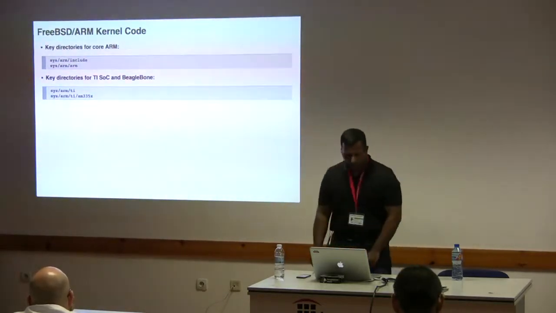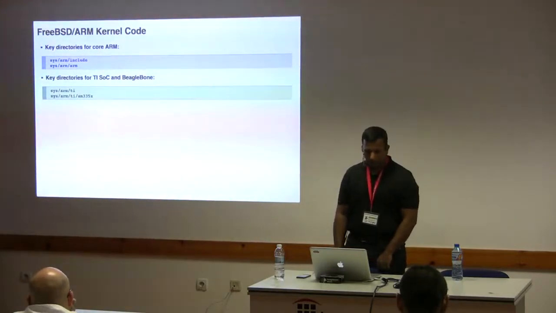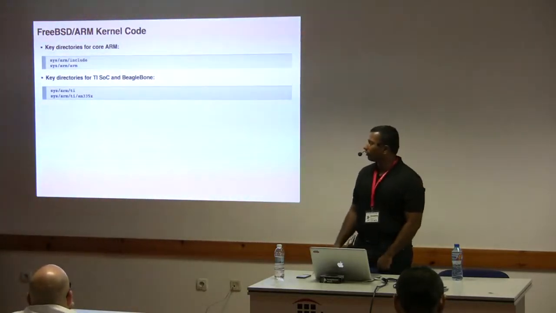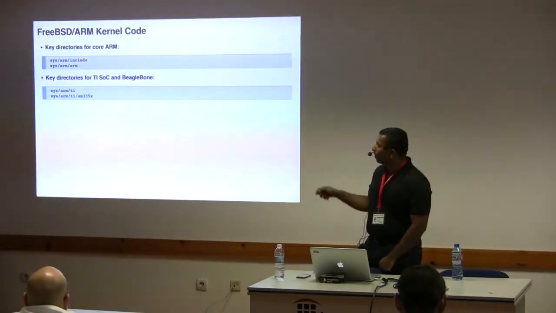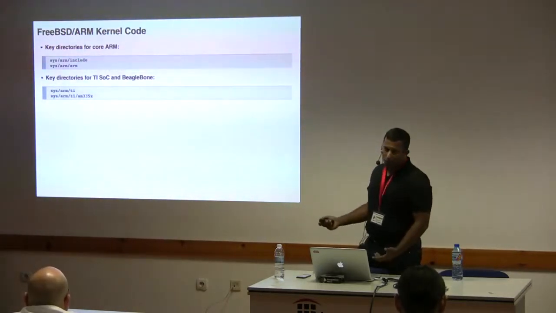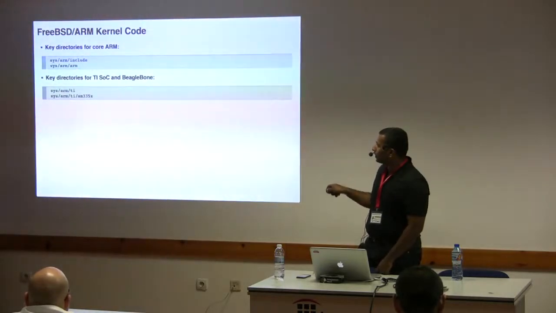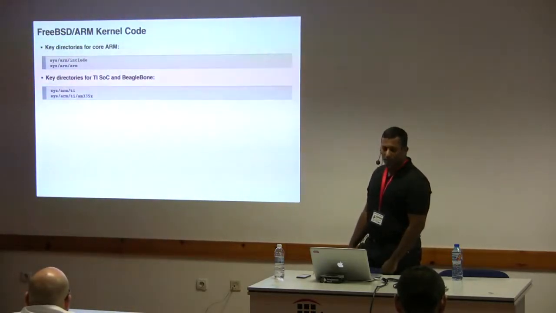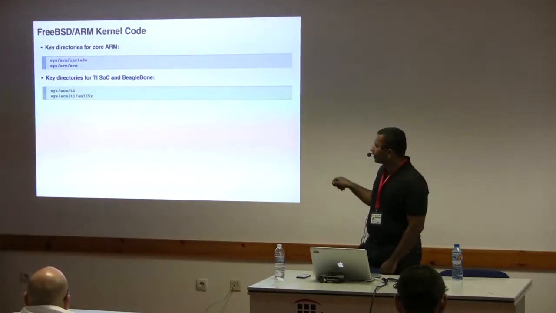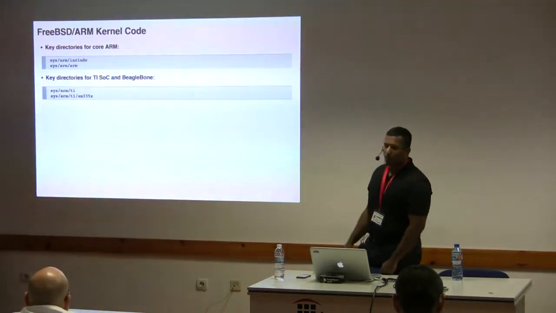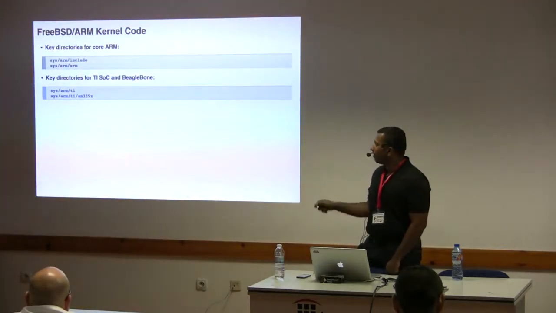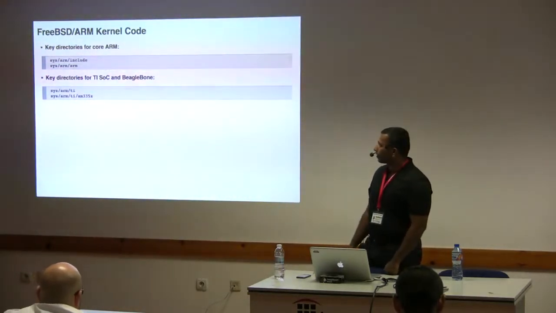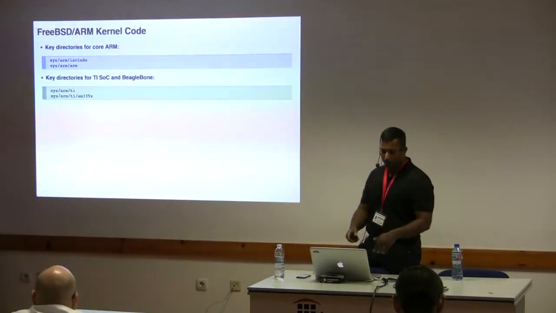So for FreeBSD, here are the key directories for the core ARM support. There are fewer directories, so all the architecture-specific code goes under sys/arm. So include has your include files, as you might expect, and arm has all the .c files. And then for your SOC and for the BeagleBone, you can find that stuff under TI. That's the directory that has all the shared code for all the TI SOCs. And then the AM335X has the code for the BeagleBone specific stuff.